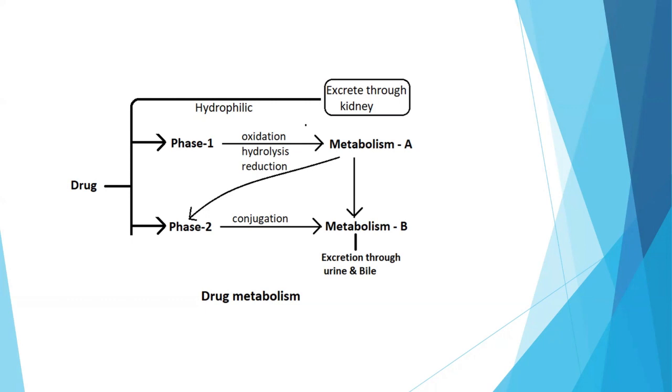Some resources make it very, very complex, but the only thing to understand is that when we prescribe a drug, there is phase one reaction, in which the drug undergoes a series of reactions of oxidation, hydrolysis, and reduction. You need to know these names. What are the reactions that are occurring in phase one? And it forms a metabolite, that is metabolite A. Now, this metabolite either can go towards phase two, or can form a metabolite 2 and get excreted through urine and bile. Also, some drugs can directly go through phase two reactions and form a metabolite B.